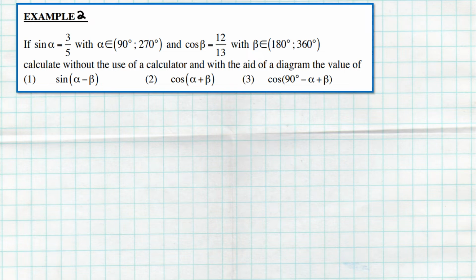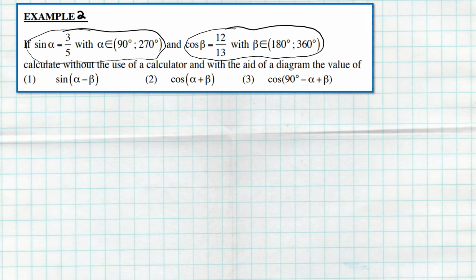You are given that sine alpha is equal to 3/5, and that alpha is an element of 90 degrees to 270 degrees. You are also given cos beta is equal to 12/13, where beta is an element of 180 degrees to 360 degrees. Can you see now? You are given two trigonometric equations here, and there are also restrictions on their angles. So it means that in this case we have to sketch two triangles, because we have two different angles.